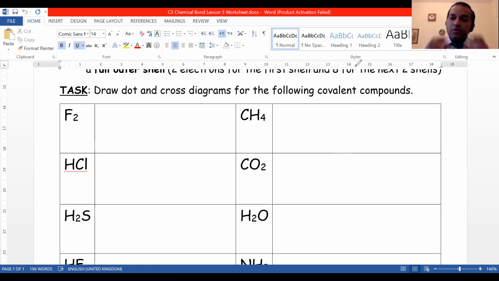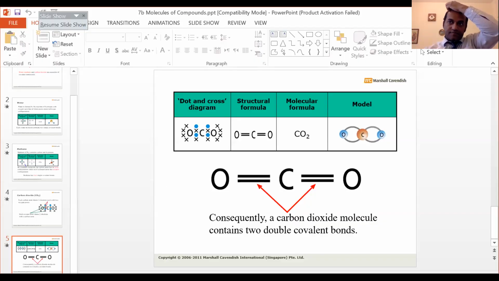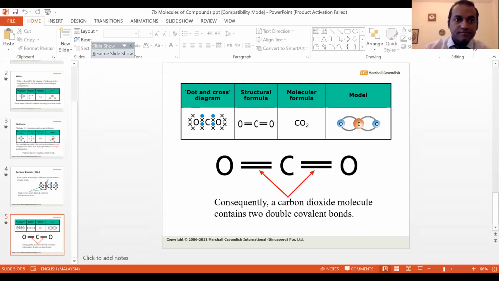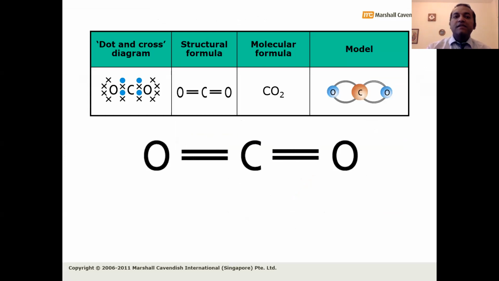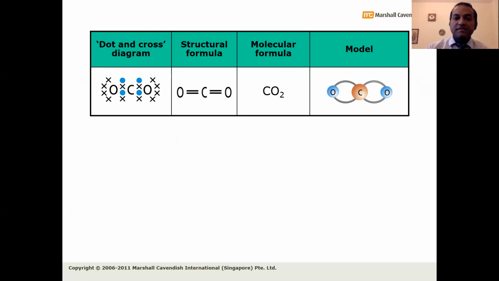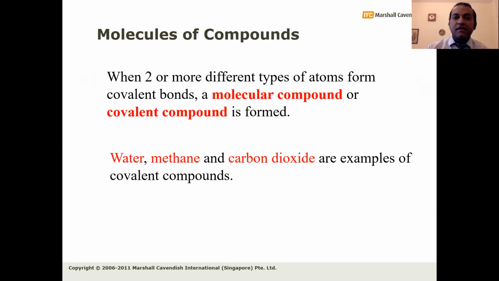Now let us go back to a little bit more complex. Okay, and then we can see besides single and double, there are others also. There are only 5 slides. So guys, another example is carbon dioxide. Okay, when two or more different types of atoms form covalent bonds, a molecular compound or covalent compound is formed. Water, methane, carbon dioxide are examples of covalent bonding.